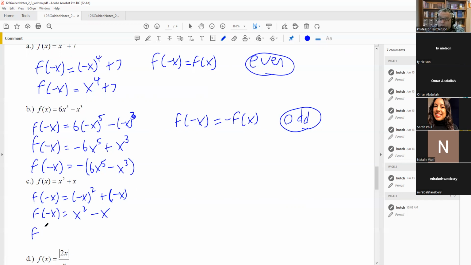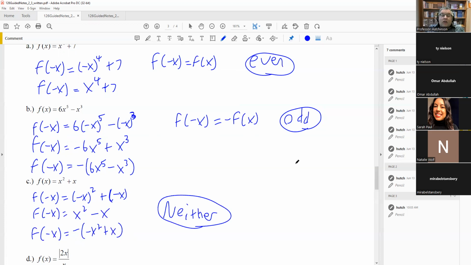Now I could go ahead and try to factor out a negative since I didn't see it matching the original one. However, this time, if I factor out a negative, then I still don't get the same thing I started with. I get negative x squared plus x. That's not the same as the original one. So this kind of problem is an example of neither. Okay, so this one, it's not even and it's not odd.